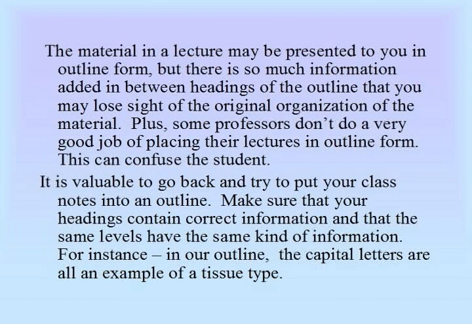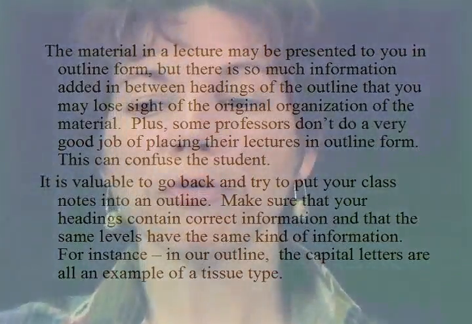The material in a lecture may be presented to you in outline form, but there's so much information added in between headings of the outline that you may lose sight of the original organization of the material. You may forget that she's talking about connective tissue by the time she gets down to fluid connective tissue. You may think that would be C, the next large category of tissue type, because there's so much information in between.